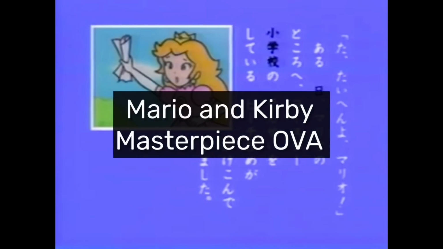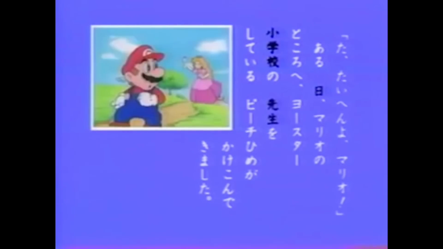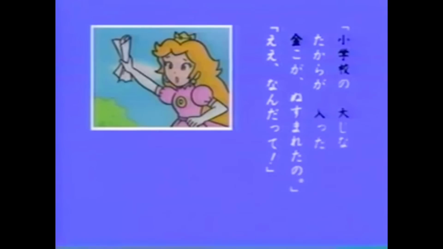Mario and Kirby Masterpiece OVA. Mario and Kirby Masterpiece is an educational game only released in Japan and stars Mario and Kirby both on their own separate adventures. It is aimed at teaching young children kanji/Chinese characters. Due to its obscurity, copies of the film can be extremely hard to find, especially outside of Japan.